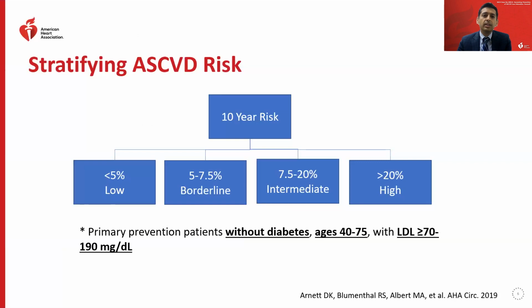And with that, we get an estimated 10-year risk, and that goes into 4 different buckets. The low risk, or less than 5% risk of an event in 10 years, borderline 5 to 7.5, intermediate 7.5 to 20, and high, greater than 20%. Again, this is assuming a primary prevention patient without diabetes between the ages of 40 to 75 and who has an LDL anywhere between 70 and 190.